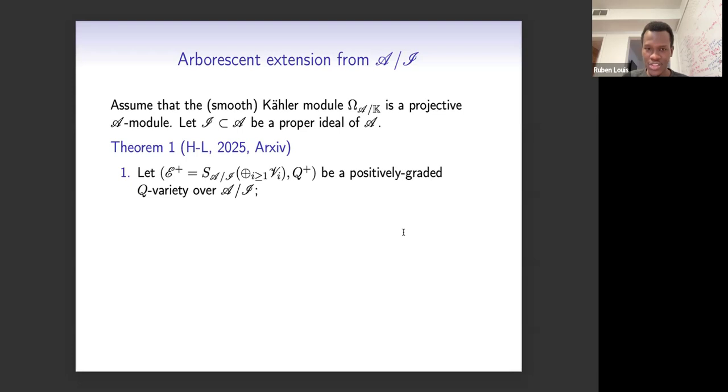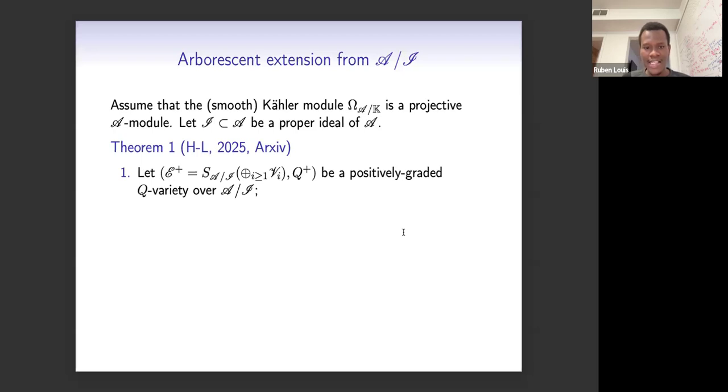And this is the situation of the paper of Alexei Kotov and Salnikov, where this thing is always projective and they can extend things, the version there. So let's say we start with the proper ideal of A. And then we take E plus to be a positively graded Q-variety of A, of this quotient.